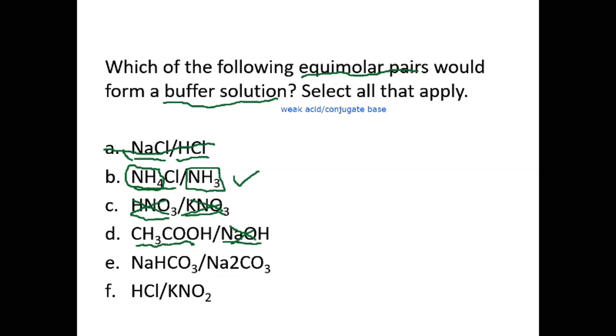Because these are equal molar concentrations. Remember that. These are equal molar pairs. Now we have sodium bicarbonate. It's a weak acid. Is sodium carbonate the conjugate base of that weak acid? It is correct. This can be a buffer. HCl, is that a weak acid? No. So this cannot be a buffer, because again, it's equal molar pairs. So B and E were the correct answers.